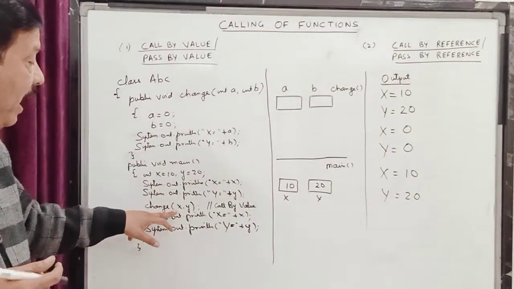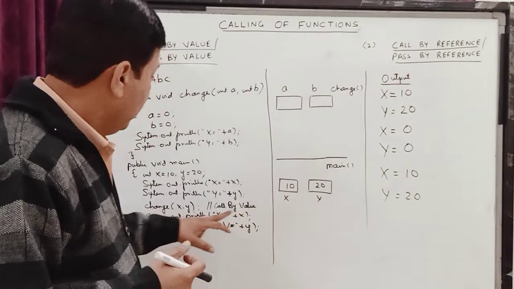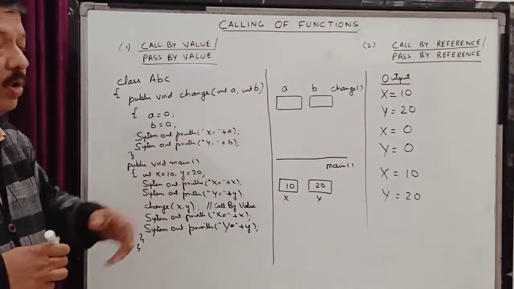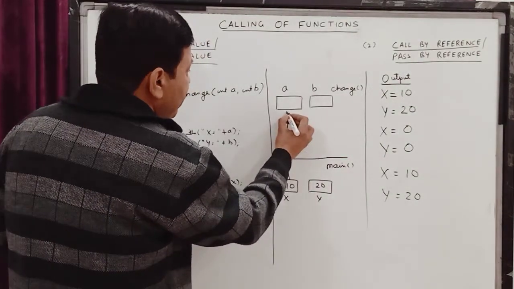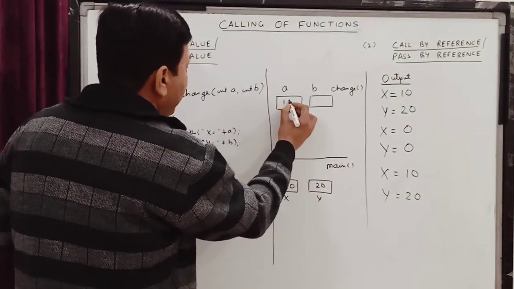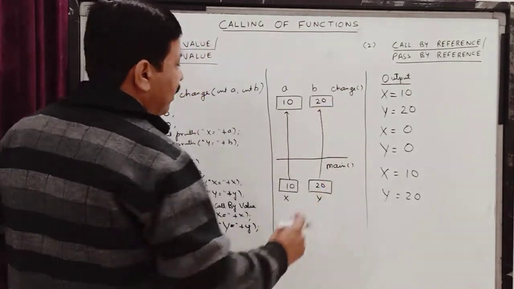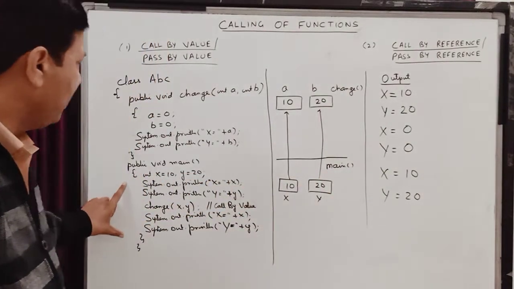The values of the actual parameters x and y get copied onto the formal parameters. So here what will happen? The values of these actual parameters will get copied onto the formal parameters like this. Now children, I have shown two memory locations. This is the memory location of my main function.